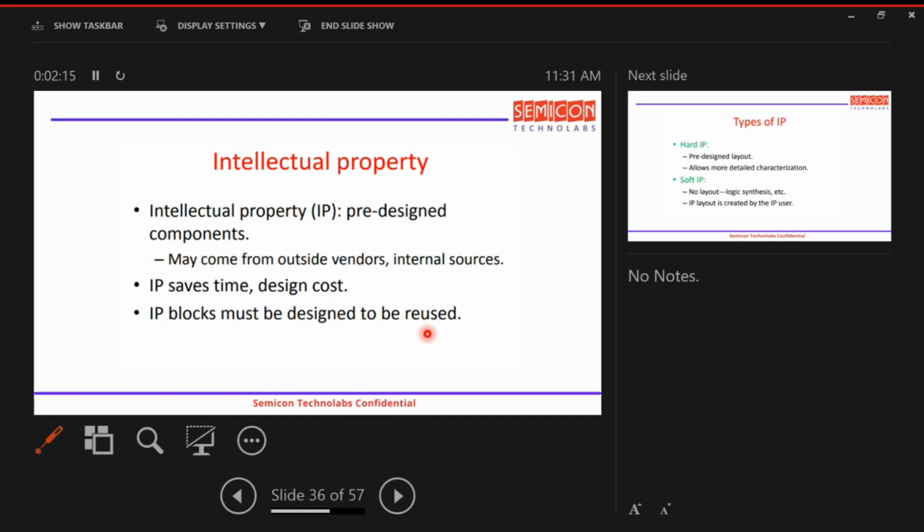It saves time, design cost. Sir, I think it reduces the complexity too. Correct, correct. It will reduce the complexity, and also time. You are exactly right, because it is already pre-designed. So the vendor who is providing us this pre-designed component has already taken care of the complexity. So at our end, we can just procure it, plug it, and play it. Correct.